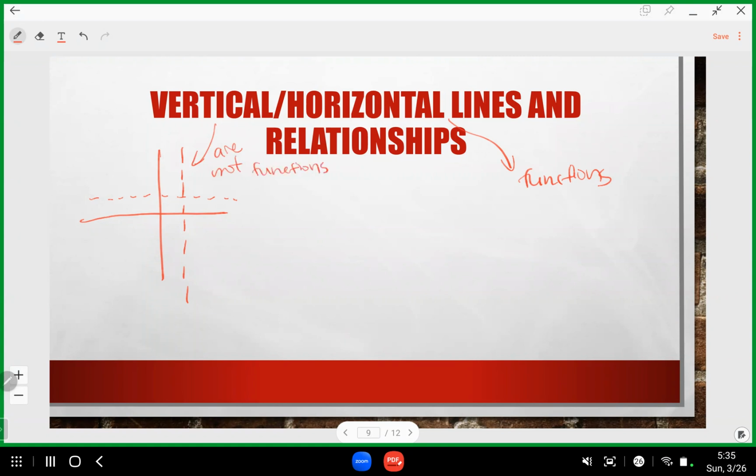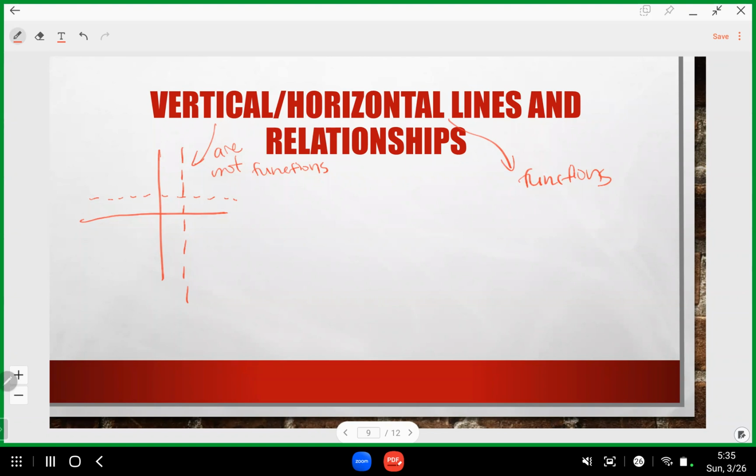Okay, and this is because there's a couple reasons why. First of all, of course, the whole definition of a function is that for one x value, there cannot be more than one y value. Through the vertical line test, we can see that the vertical line is not a function.